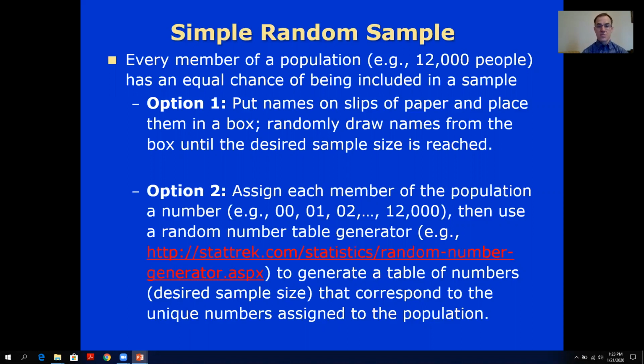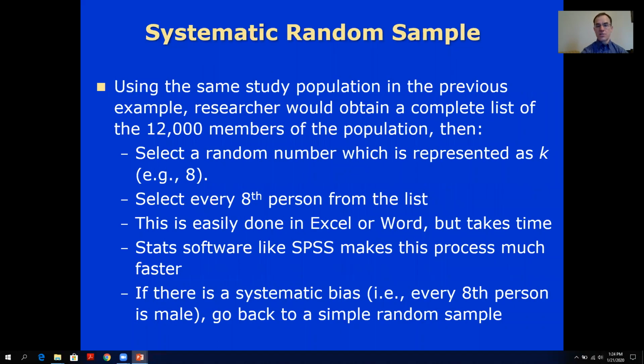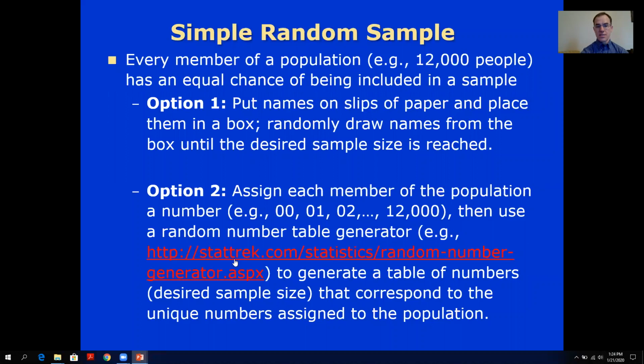Option 2 is to assign each member of the population a number from 0 all the way to 12,000, then use a random number table generator to generate a table of numbers, of the desired sample size, that correspond to the unique numbers assigned to the population. Either one can be effective at getting a sample from an entire population. And again, this link will take you to a random number generator spreadsheet that will help with developing a table that could be used in developing a random sample.